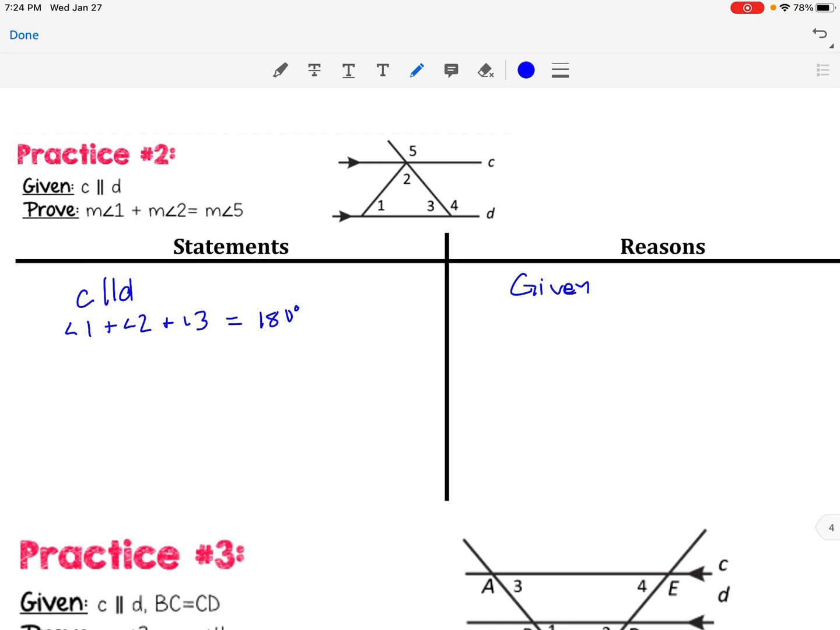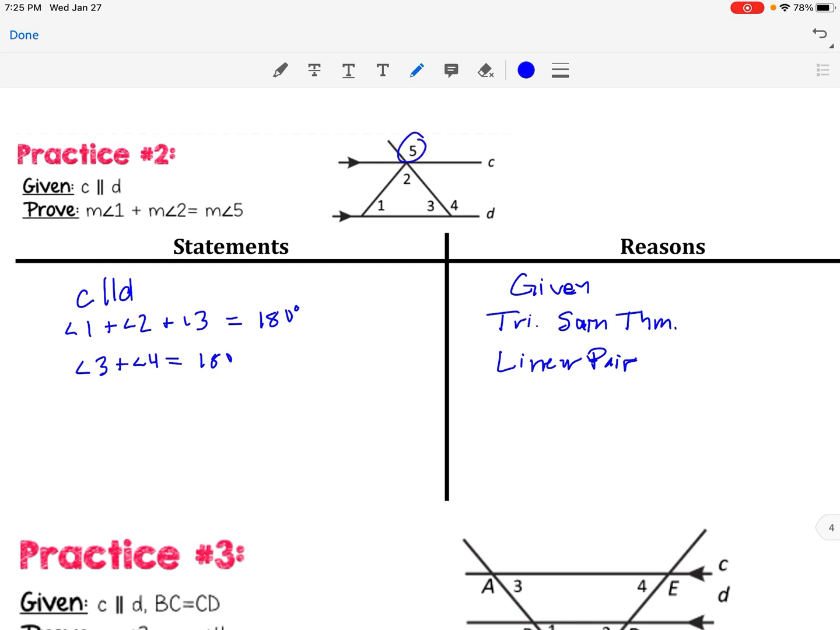I have a relationship here as well. I have 3 and 4. So angle 3 plus angle 4 also equals 180, but that is because they are a linear pair. Oh, I forgot to write my reason. So this is the triangle sum theorem. And angle 3 plus angle 4 equals 180. That is because they are a linear pair. I'll put a better written up version of this on Canvas.